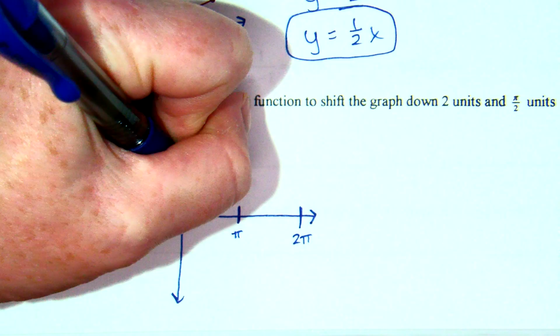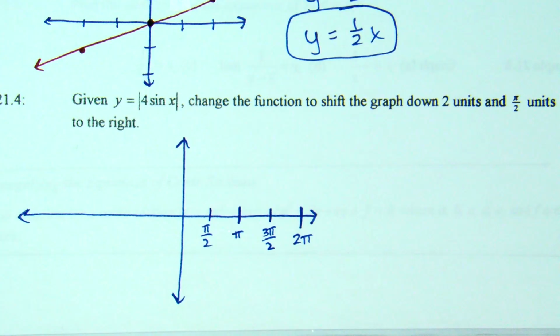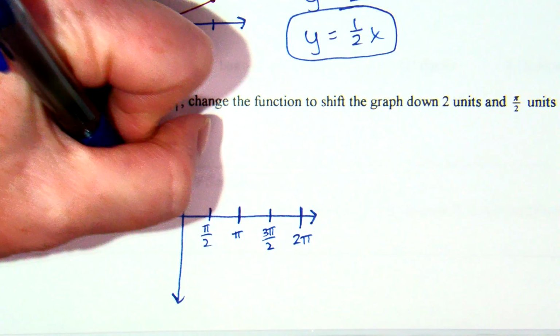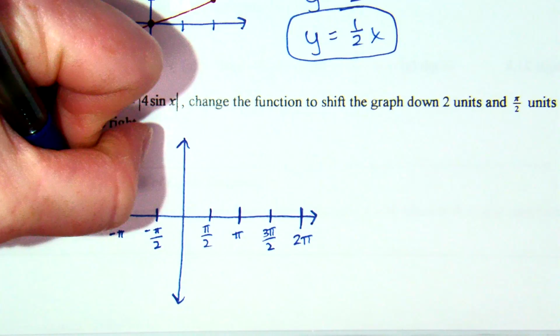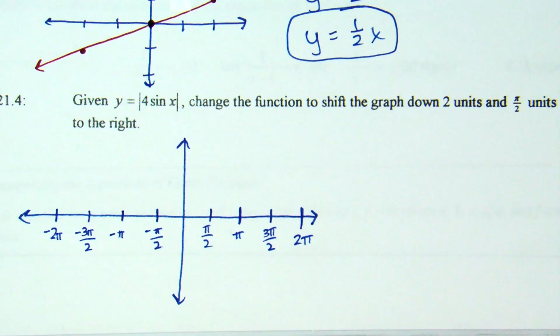So I have negative pi over 2, negative pi, negative 3 pi over 2, and negative 2 pi. Okay. Now, let me back up here. That 4.